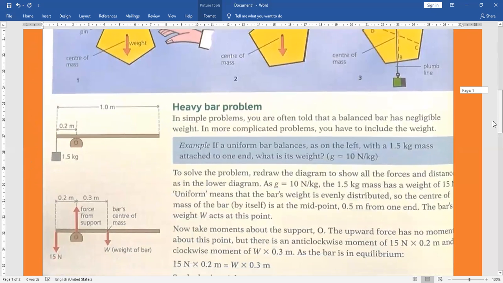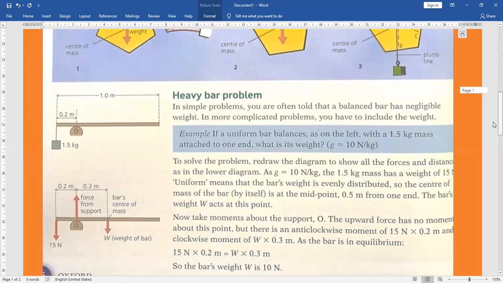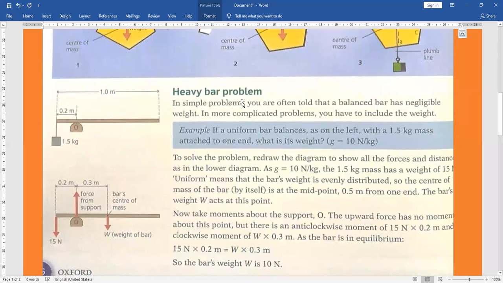Now here you can see the heavy bar problem. Now see here in the diagram, there is a point where I am showing my cursor. You can see my cursor. From here to the weight is 0.2 meter. And from the corner to the next corner it is 1 meter, and the weight here is 1.5 kg.